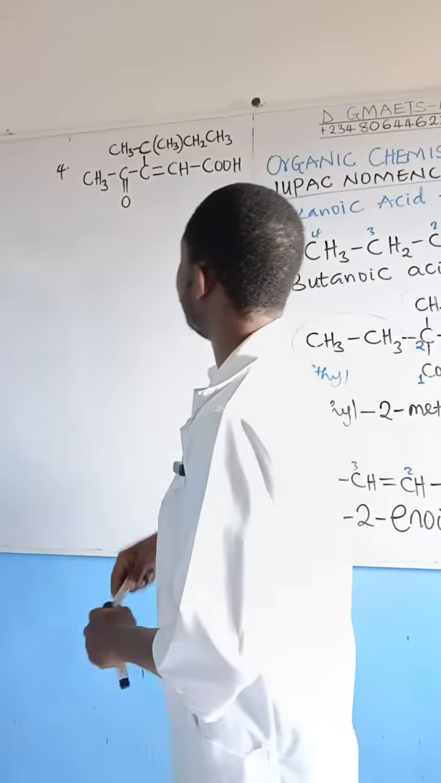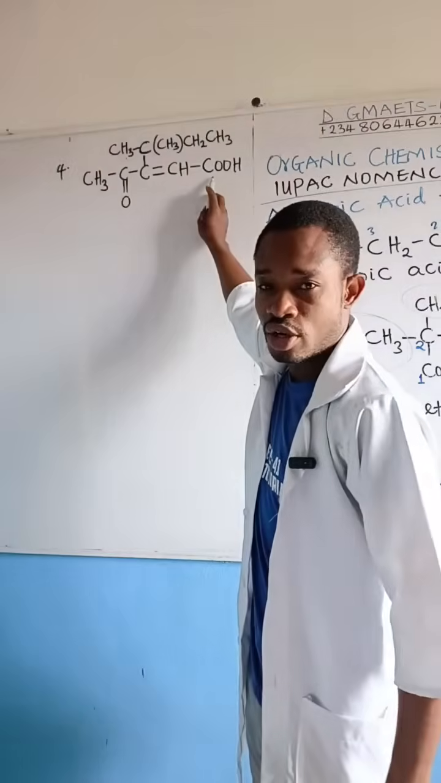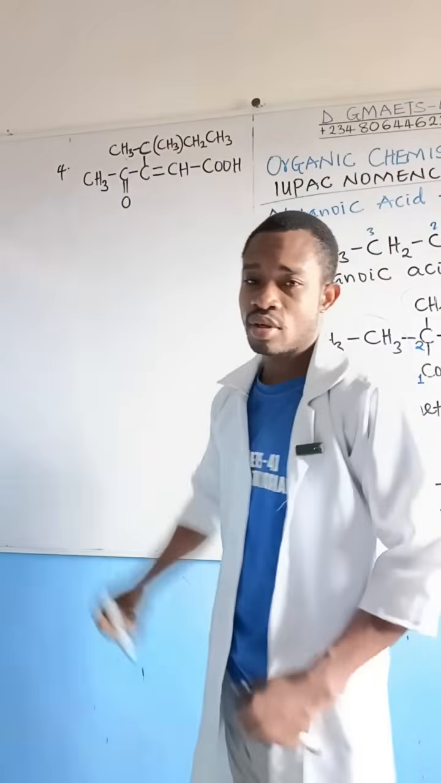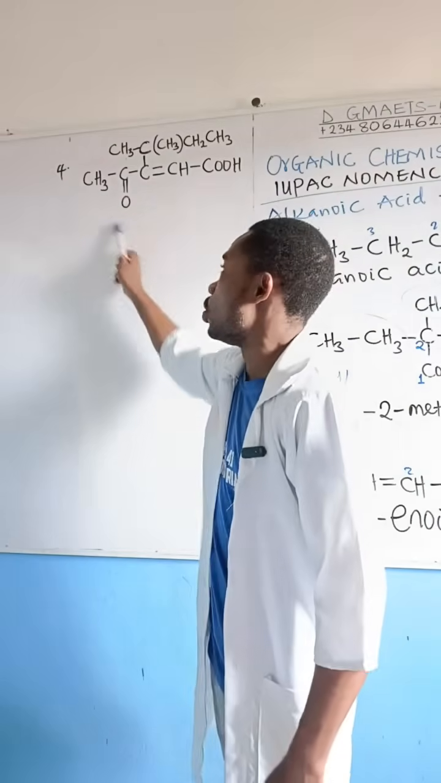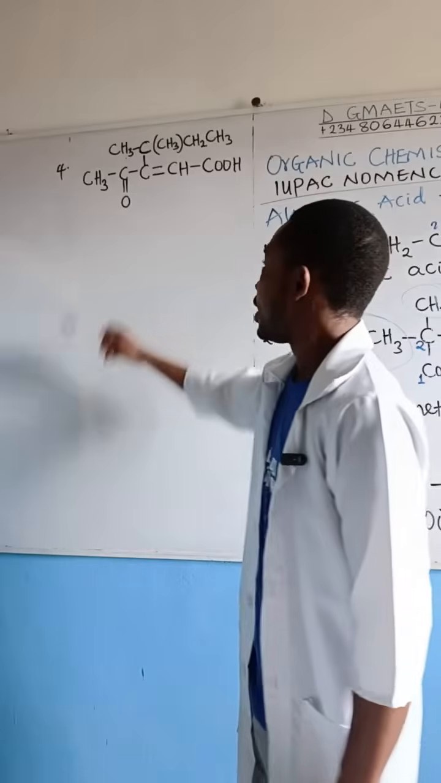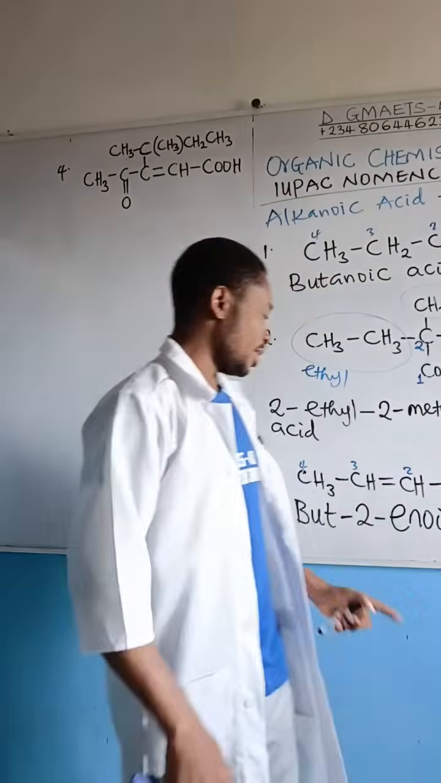So having explained this, the main operating functional group here will be this COOH. It supersedes this and this. It simply means we are going to take this O as an attachment, and that will be oxo. And then, of course, this double bond would be a sub-attachment within the parent name, just like you have it here.